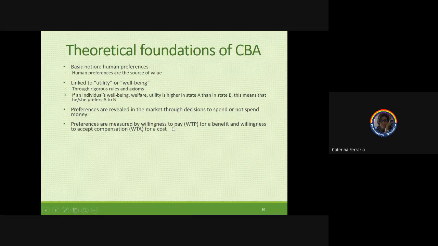So imagine I tell you I'm reducing pollution by 1%. How much would you be willing to pay for this? This gives you a money value for such a situation. So it is a clue to your preferences for that.